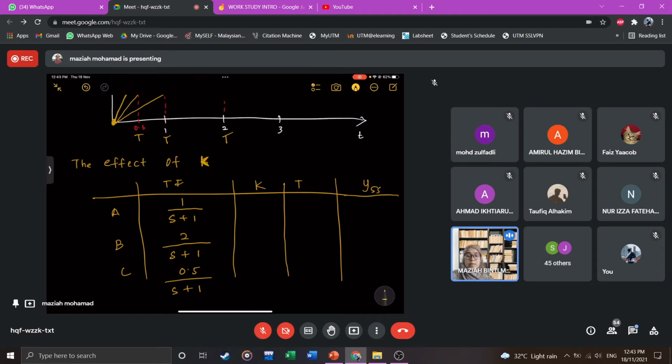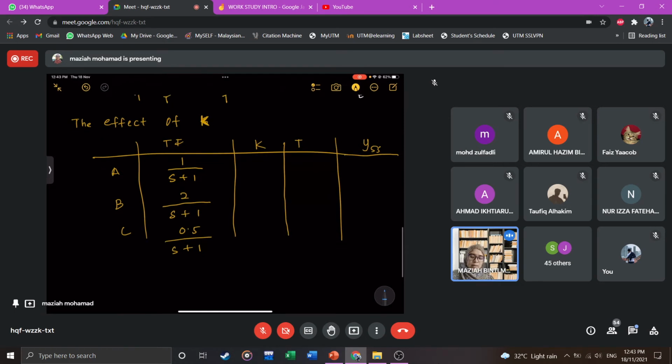Okay, so by doing the same step, we will be able to determine the value of K and T. Since this is already in standard form, the general transfer function, K is 1, this is 2, this is 0.5. As for the time constant, it's all 1 here. So this is 1, this is 1, this is 1.